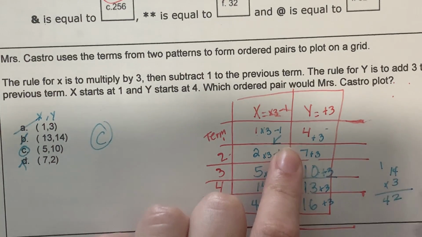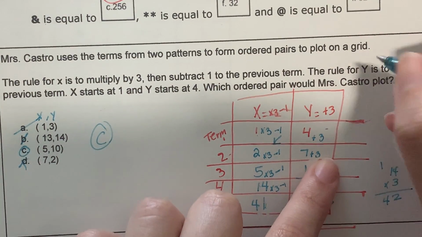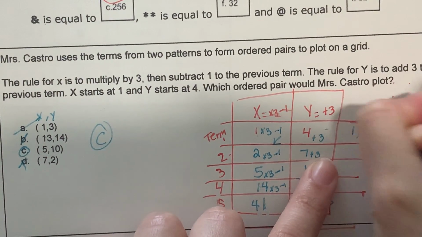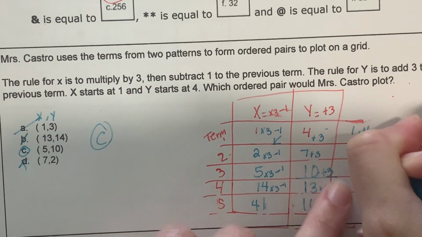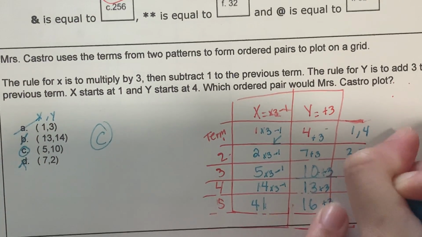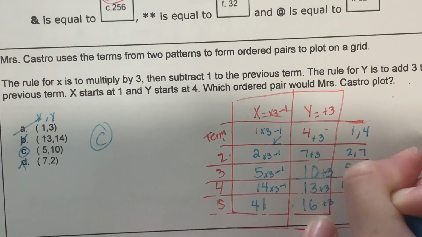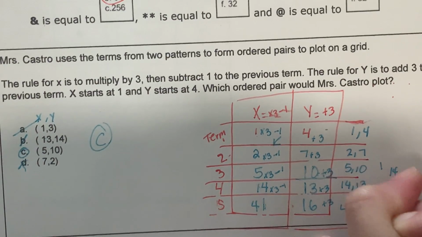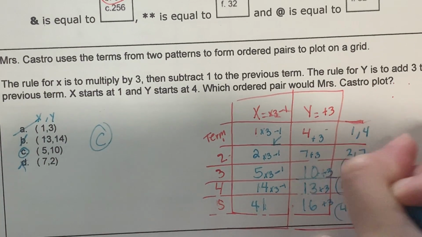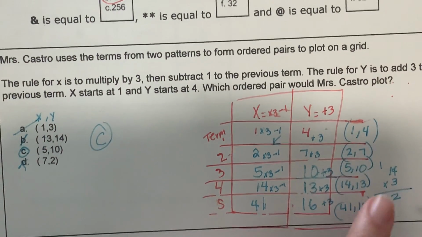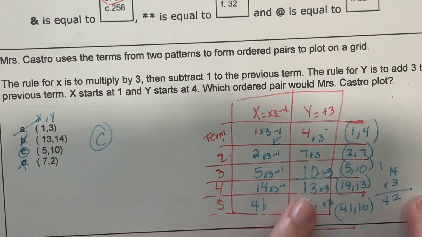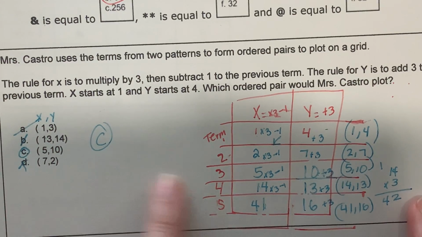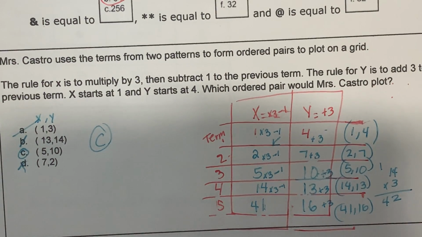One way you can do this so you don't get confused, you can write your ordered pairs on the side. So this would have been 1, 4, 2, 7, 5, 10, 14, 13, and 41, 16. And that kind of would have made it easier for you to see which ordered pairs match. And it would have been C in term 3.